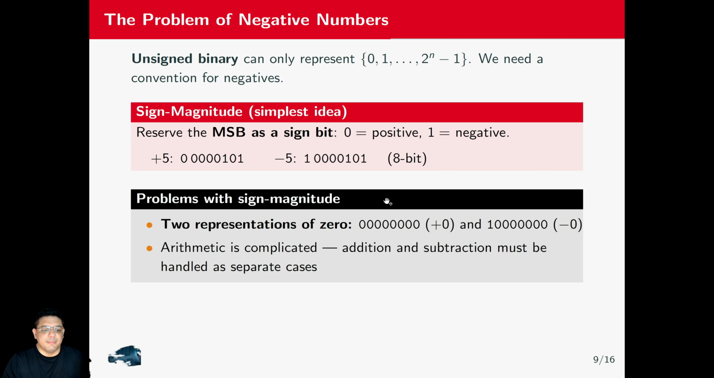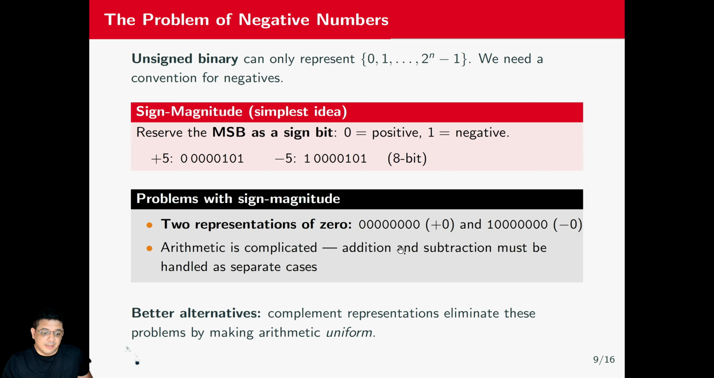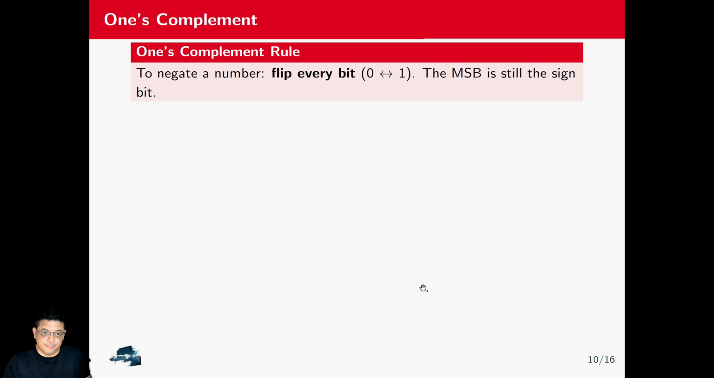Now, the problem with the sign magnitude is that we have two representations of 0. Then we're going to have all 0s for positive 0, and 1 followed by 0s for minus 0, or negative 0. The arithmetic is going to be complicated because addition and subtraction are going to be handled as separate cases, so that might overcomplicate things. Better alternatives are going to be complement representations that eliminate this problem by making the arithmetic uniform.